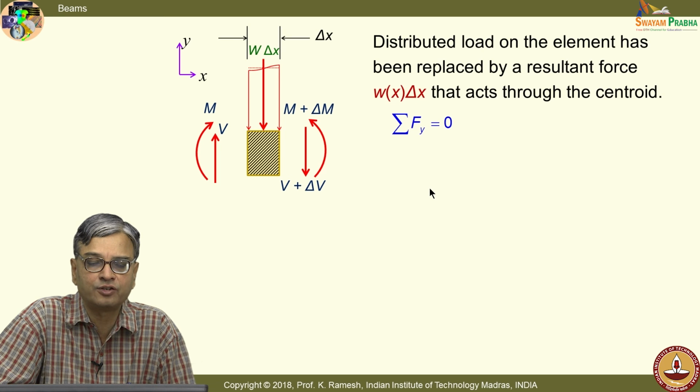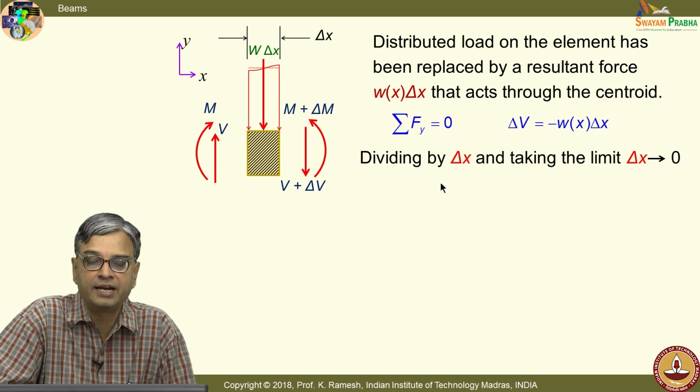Sigma Fy equal to 0 gives me delta V equal to minus w(x) into delta x, and dividing by delta x and taking the limit delta x equal to 0 gives me a very important relationship, dV by dx equal to minus w.